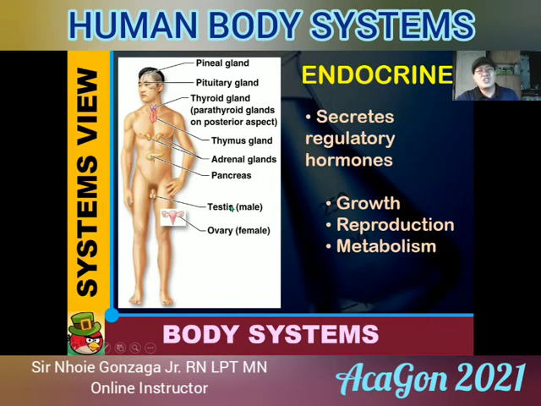So just like the gentleman, for the gentleman to grow mustache, to grow armpit hairs, to grow their sexual reproductive organs, they need testosterone. And this is being produced by the glands in their testes. So the primary result of a good endocrine system is the process of growth, effective reproduction, and good metabolism of the human body.